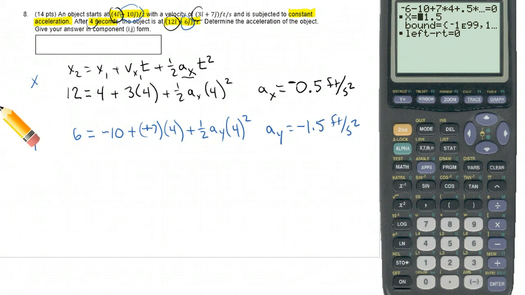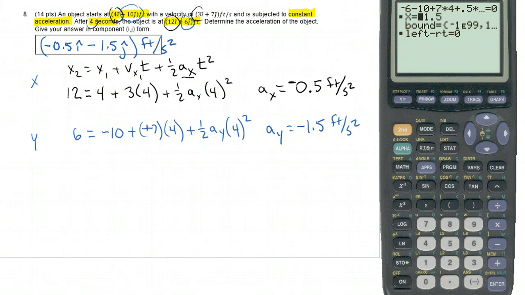So my final answer in component form is going to be minus 0.5i, that's the x value, minus 1.5j, that's the y value, in units of feet per second squared.